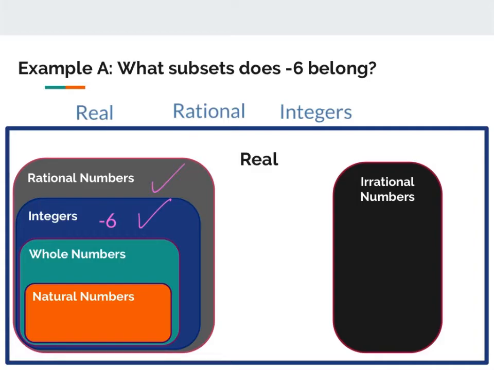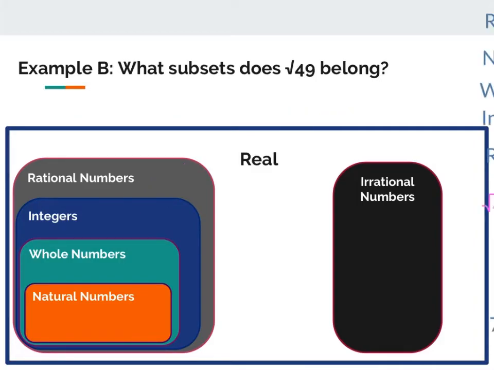Let's take a look at example B. So here we are at example B. It says, what subsets does the square root of 49 belong to? I'm not going to just take the square root of 49 and try to figure out where that belongs. I have to simplify it. So I know the square root of 49 is equal to 7. So I'm going to figure out where 7 belongs. I've got no decimals, no fractions, no negatives. It's not 0. It is one of my counting numbers, so I know it goes in the box that says natural numbers. But I can't just write natural numbers, because we're not just looking for the most accurate set that it belongs to. I'm looking for all of the subsets that it belongs to.